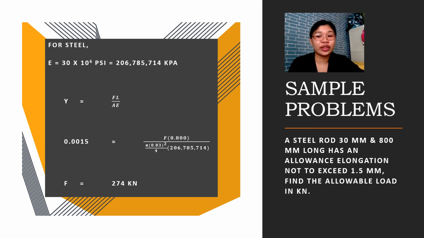And then the elongation, that is 1.5 millimeters or 0.0015. How do you read this? 15 10,000s. It's hard to read decimals, right? So we read this as 0.0015. And upon solving this, typing it in your calculator, be careful in typing in your calculator. So we have 274 kilonewton.